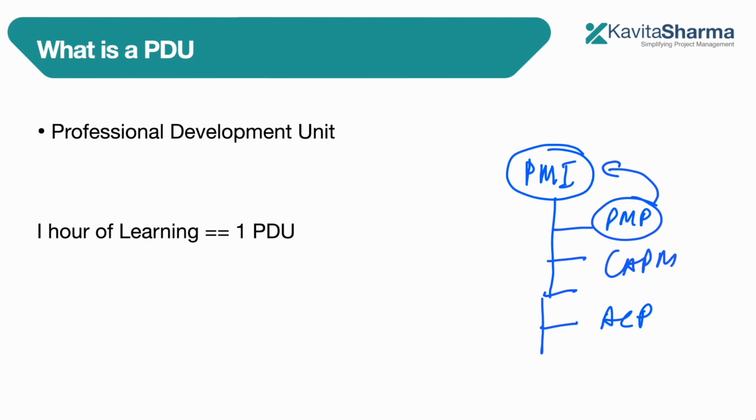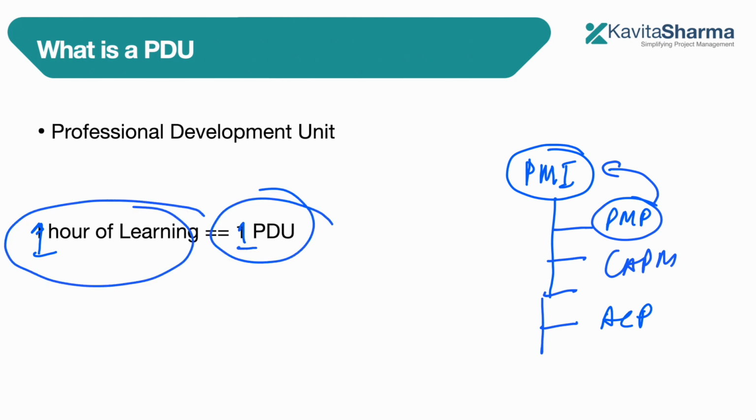PMI decided that to do a certification, you need to have some kind of learning. They also decided that after you complete your certification, you need to keep on learning your domain skills. They have mentioned in their book, and I'm going to talk about what the book is, that 1 hour of learning is equal to 1 PDU. So if you learn for 1 hour, that translates to 1 PDU. That's the broader version.